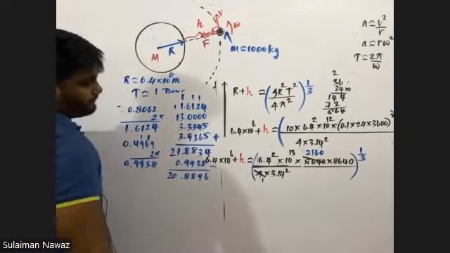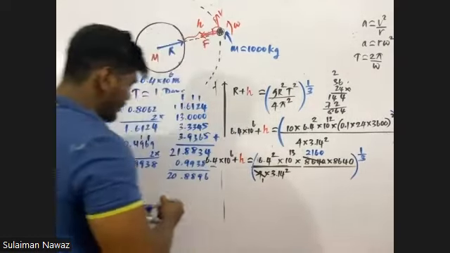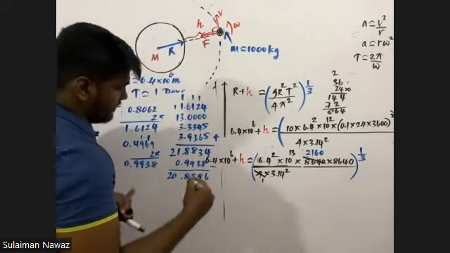Then the whole power. Power is 1 over 3. Multiply by 1 over 3.